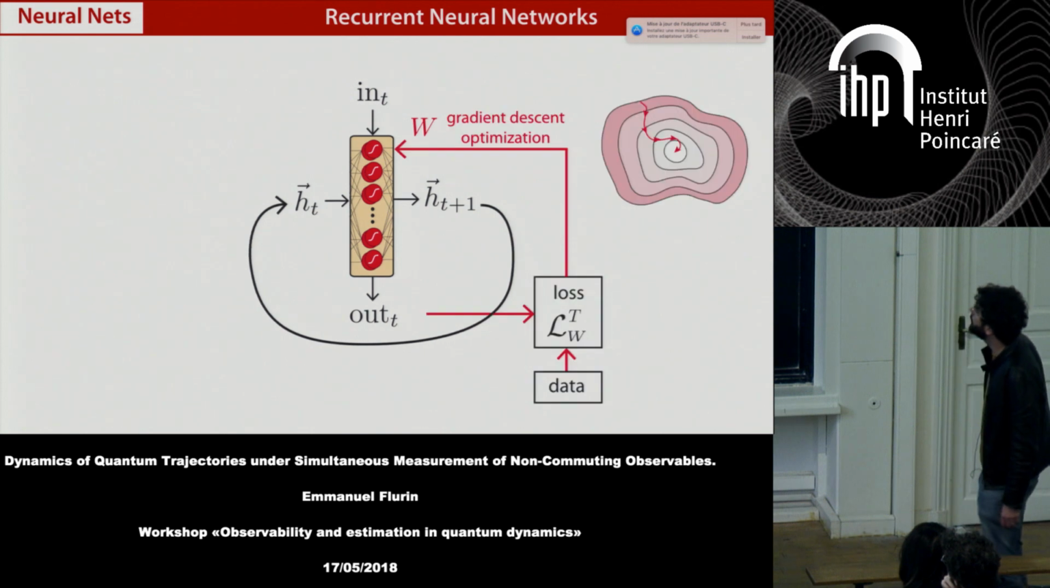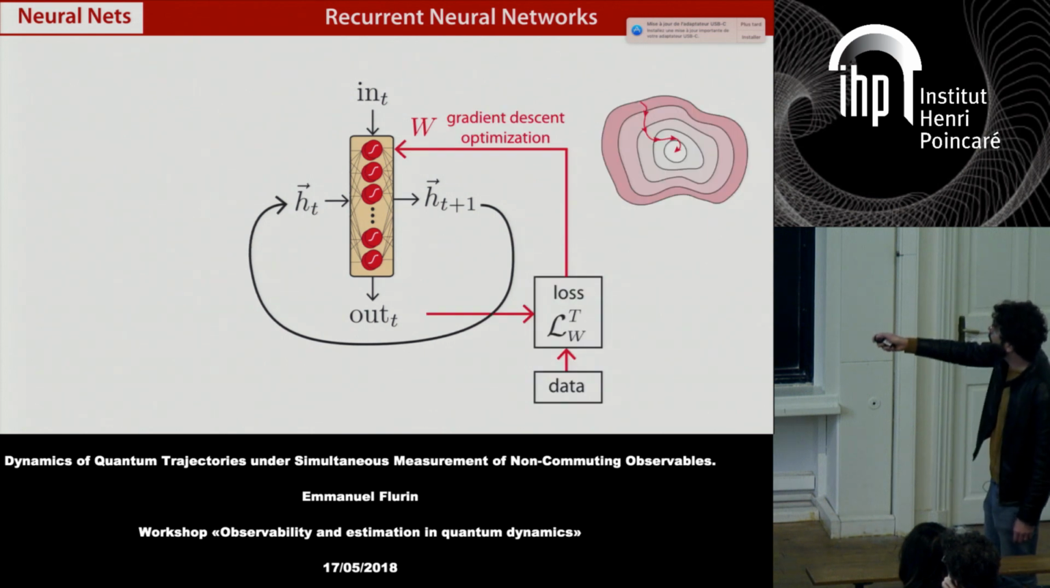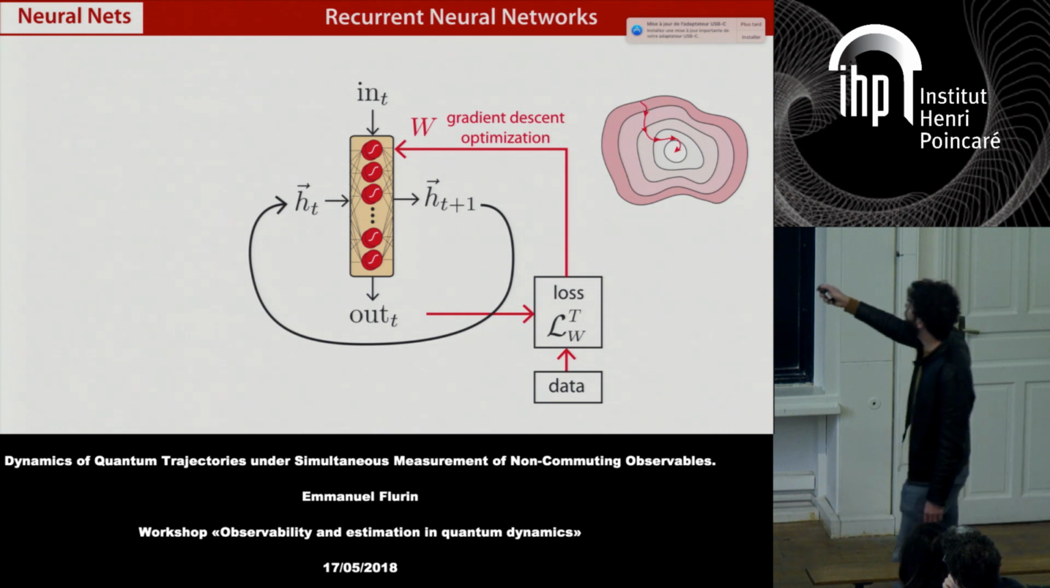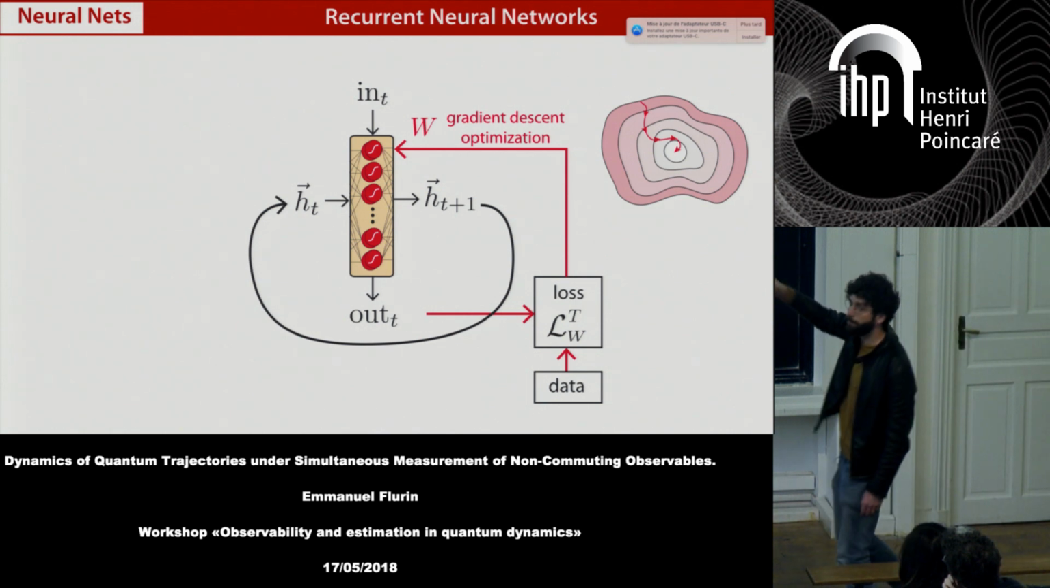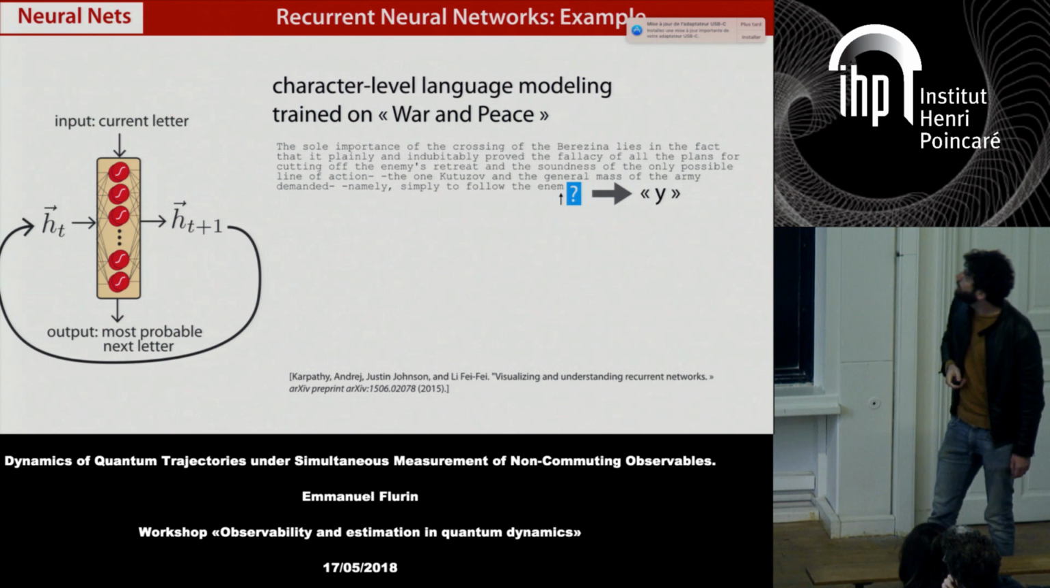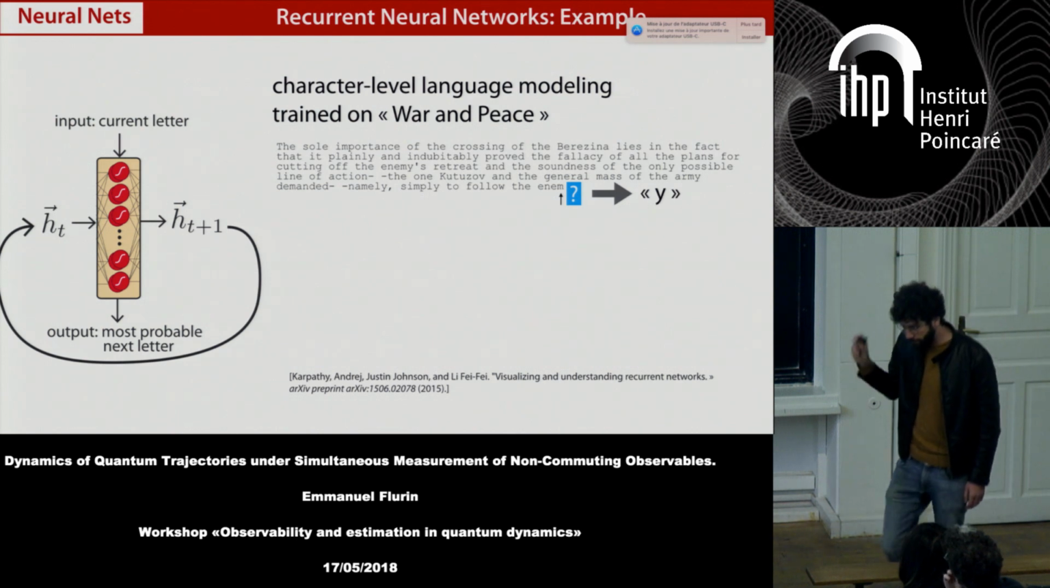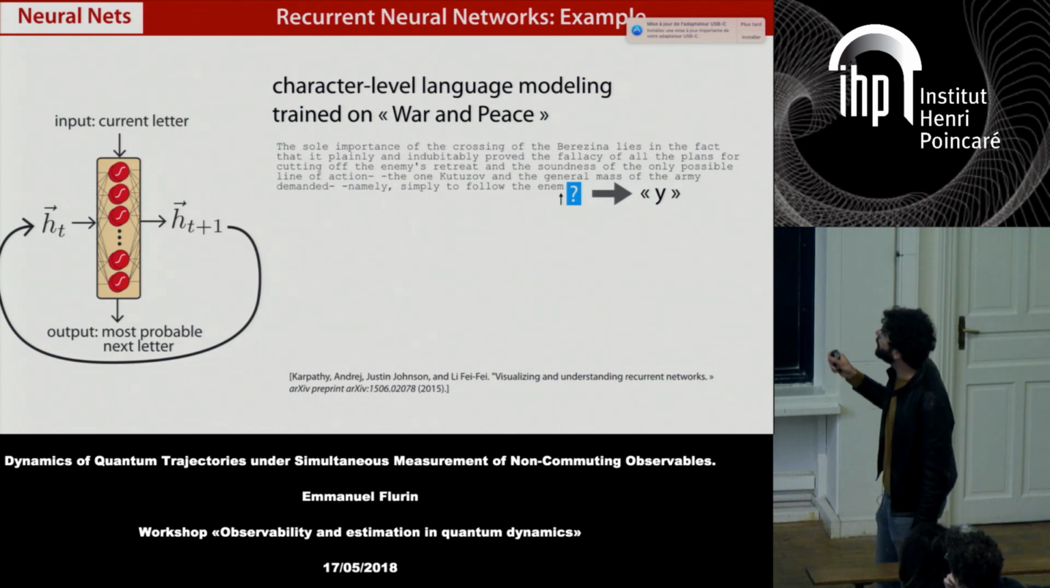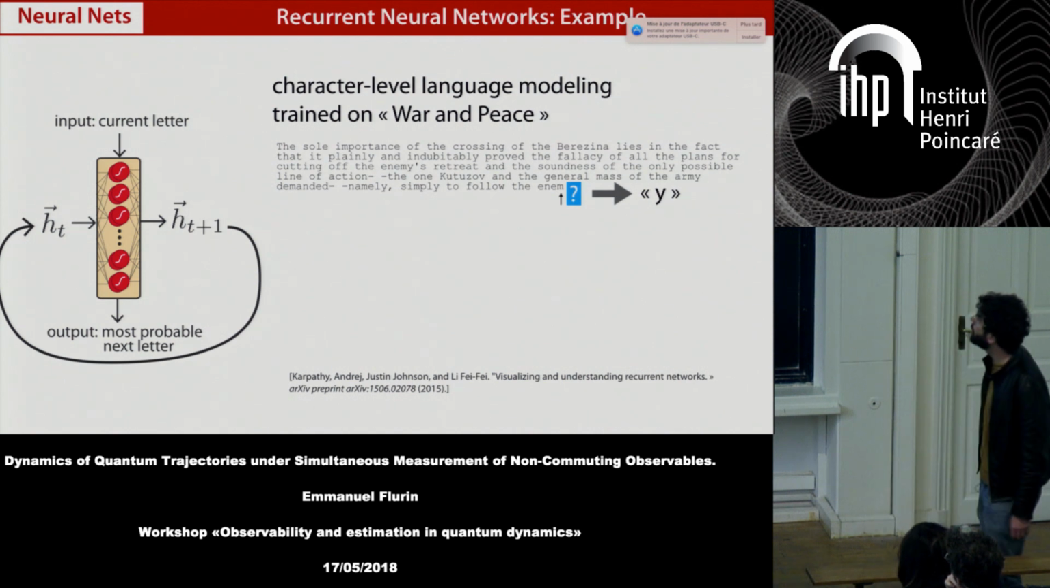Similarly, you compare your output with the data, with the tomography, through a loss function, and you optimize this weight matrix. I think that's a very good example of what a recurrent neural network is capable of.